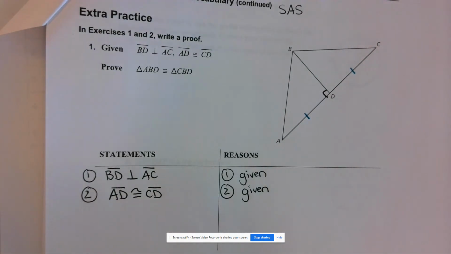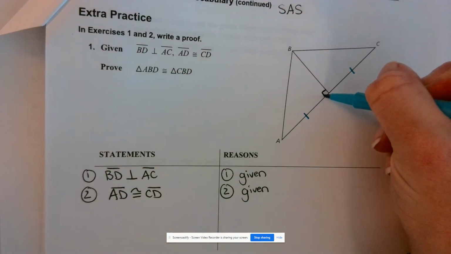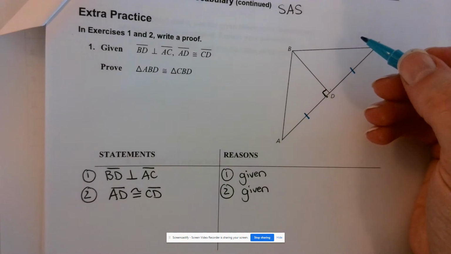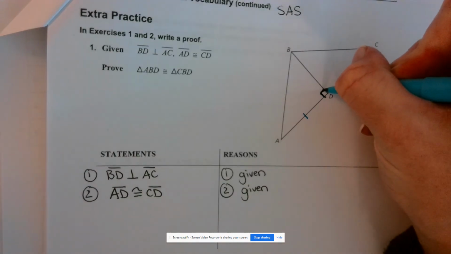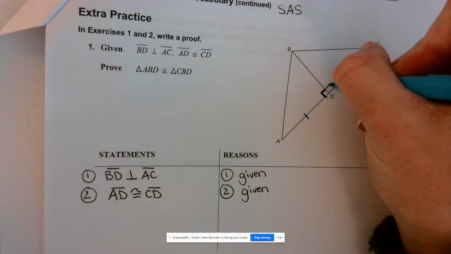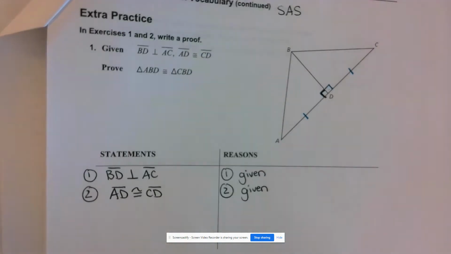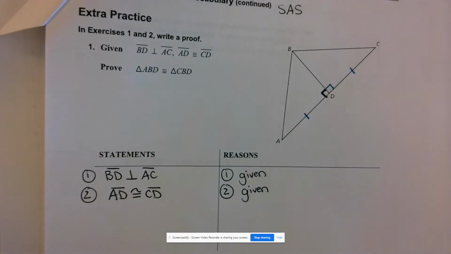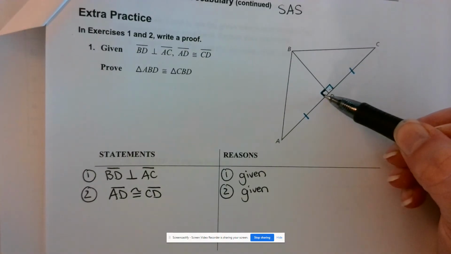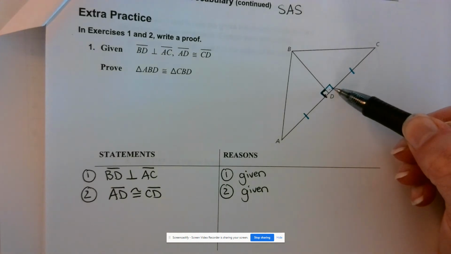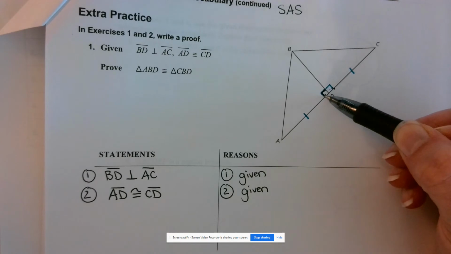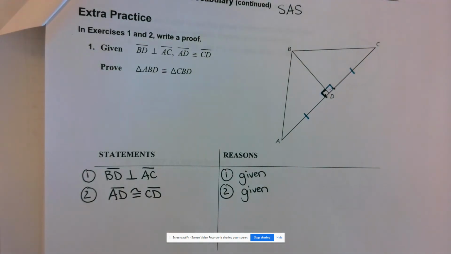Well, one thing I notice is that these two angles are a linear pair. They make a straight line. So if this angle is a 90-degree angle, this angle also has to be 90 degrees because they form a linear pair, and we know that together they must add up to 180. So if one of them is 90 degrees, the other angle also has to be 90 degrees. Those are two congruent angles that we can now put in our proof.